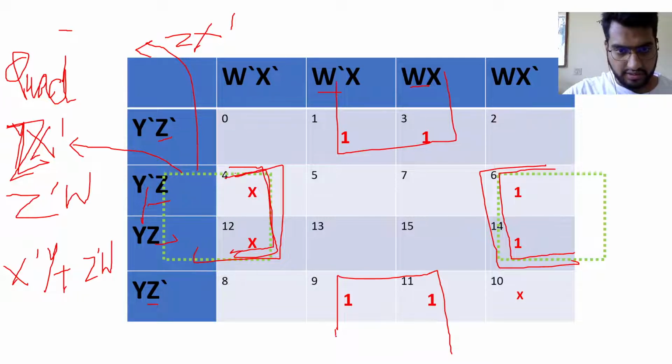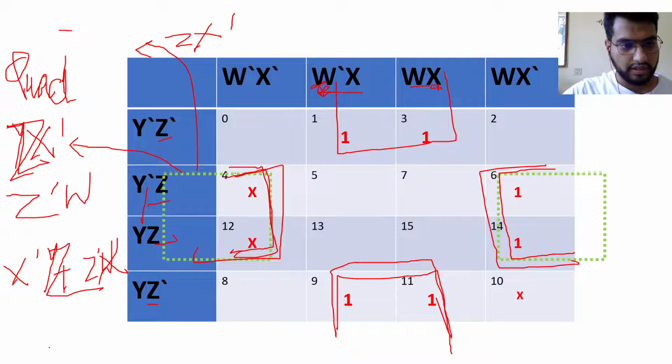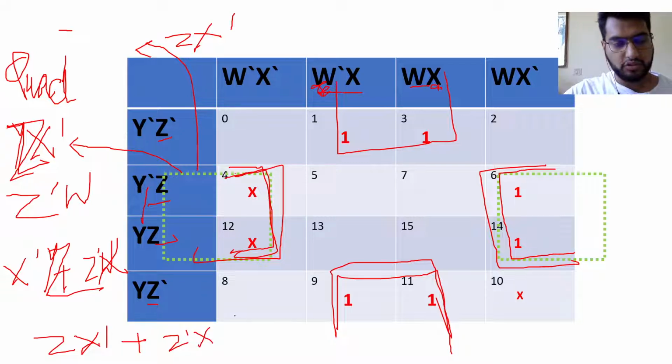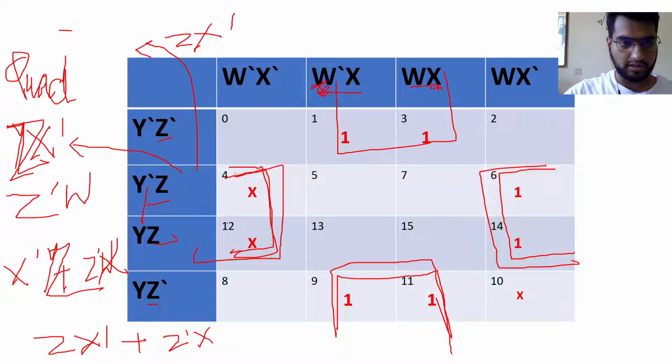And then in this term, z dash was constant, and x is constant. Sorry, w was not constant, x was constant. So this was x dash z. So the answer will be zx dash plus z dash x. I'll show it again. I have messed up a little bit. I'll just show it again.